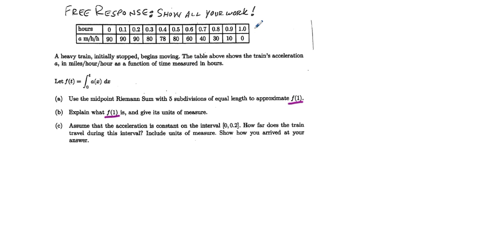So we have this train, and the train is going to be accelerating and picking up speed all the way up from time 0 to 1 hour. And we see the acceleration starts out at 90 miles per hour, and the acceleration decreases to 0, and so we don't have any acceleration after 1 hour, but the train has been picking up speed initially at these rates all the way up to 1 hour.